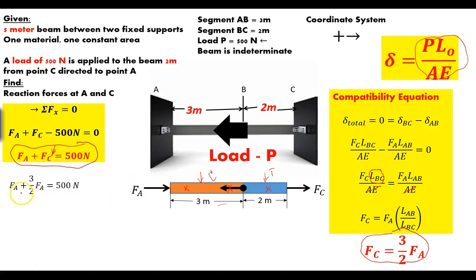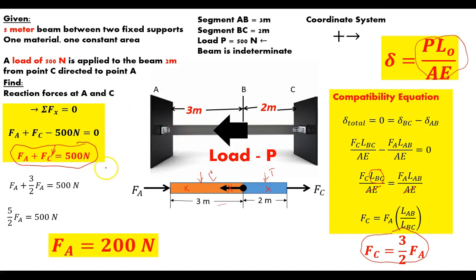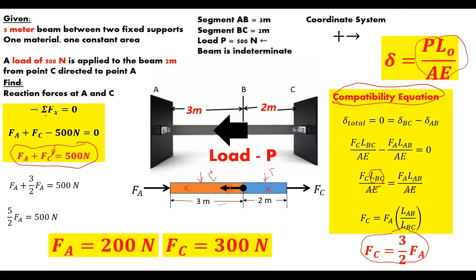So here we have F sub A plus 3/2 of F sub A is equal to 500. That means 5/2 F sub A is equal to 500. And now we can see what our reactions are. F sub A is going to equal 200 newtons. And knowing this compatibility equation still rings true, that means F sub C should equal 300 newtons. And that's it. That's the way of analyzing a statically indeterminate beam and how you would do an analysis. You need the compatibility equation as well as our equilibrium equations.